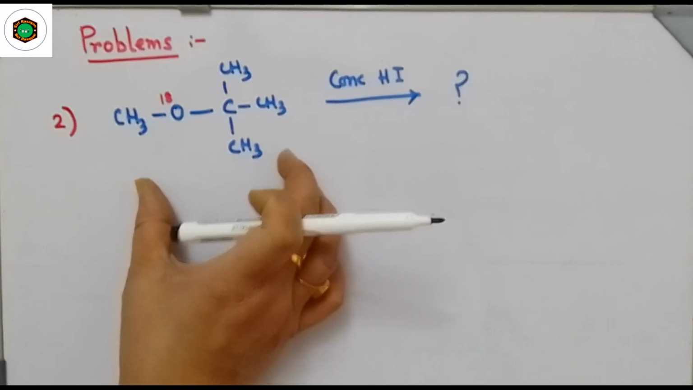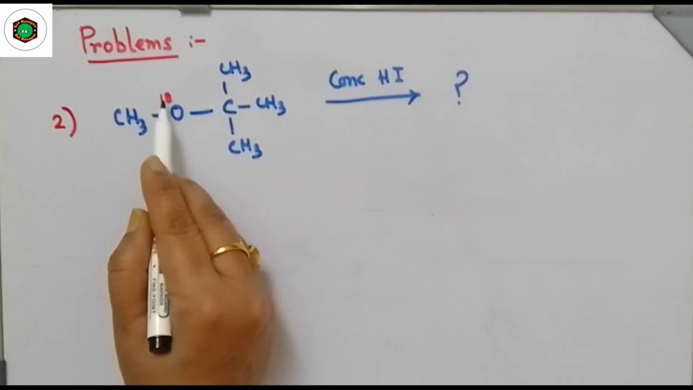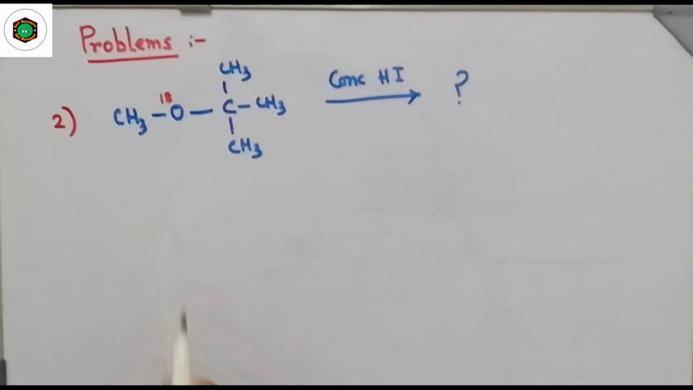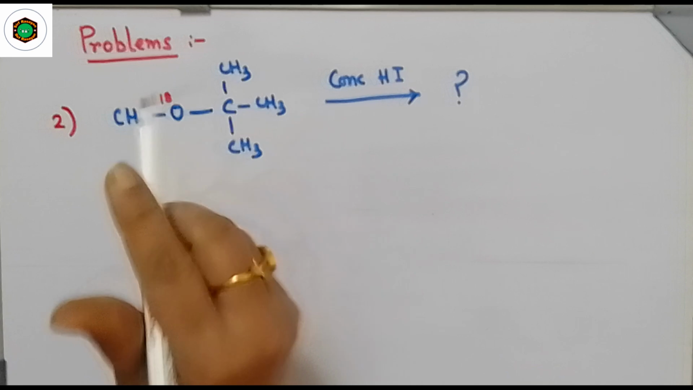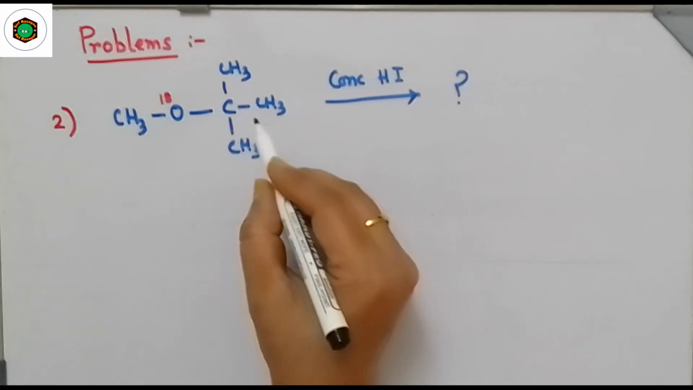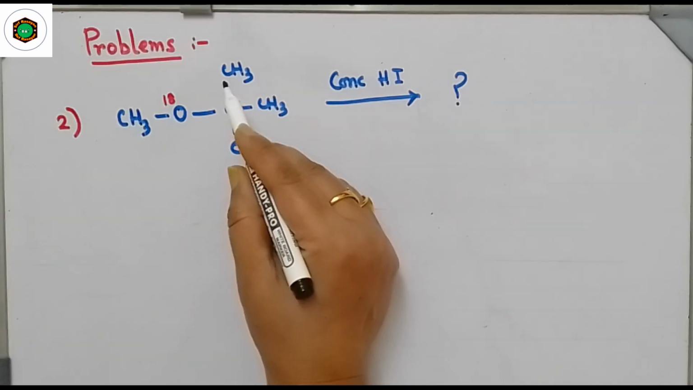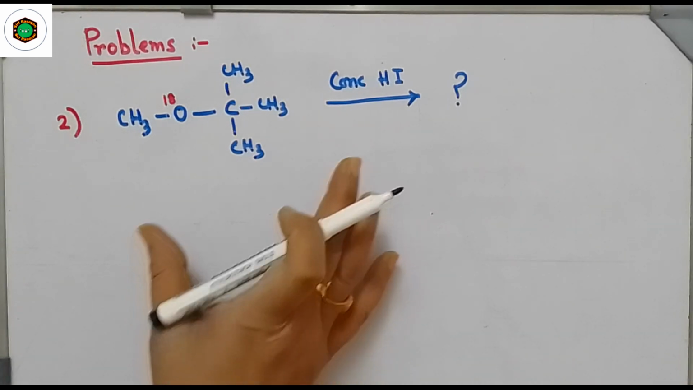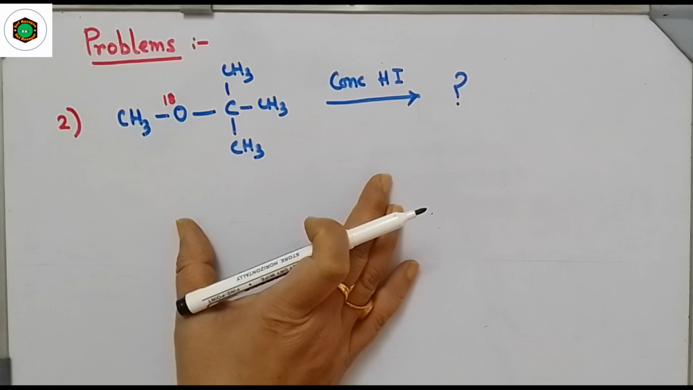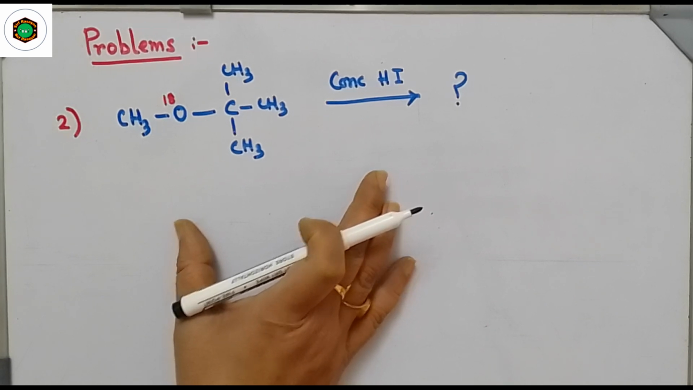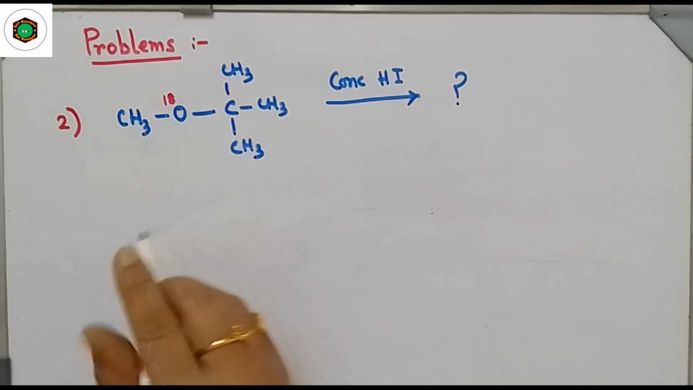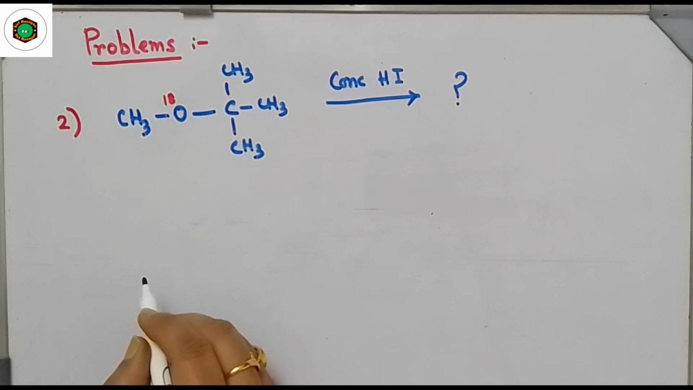This is also a mixed ether, and this oxygen is labeled with O18. Here a methyl group is there, and here a tertiary butyl group is there. So this carbon is primary, and this carbon is attached to 3 more carbon atoms, so this is tertiary. When one of the alkyl groups is a tertiary group, then we will get a tertiary halide by SN1 mechanism.